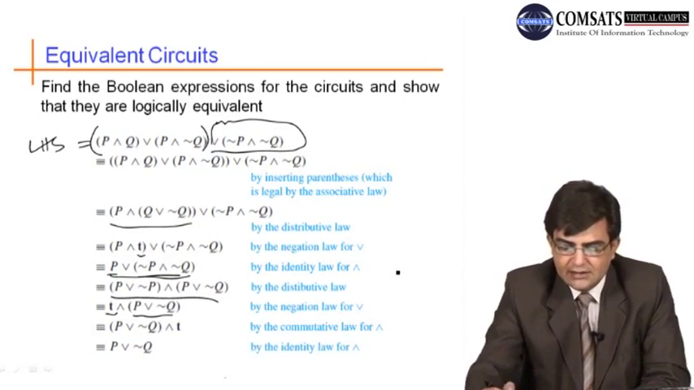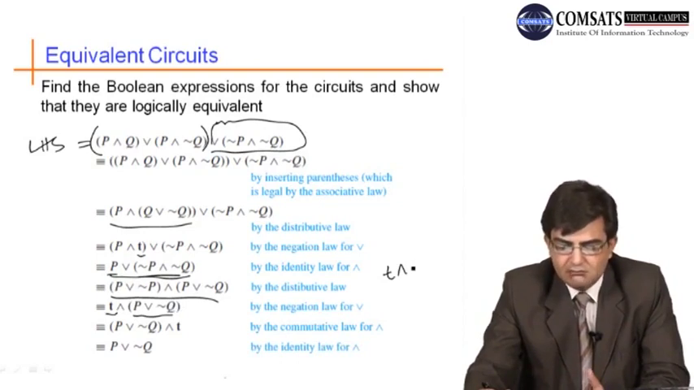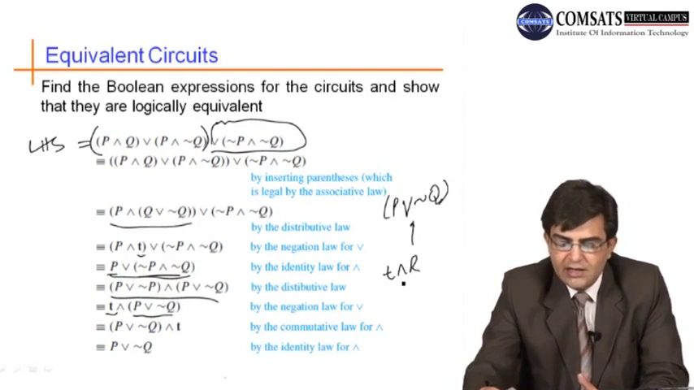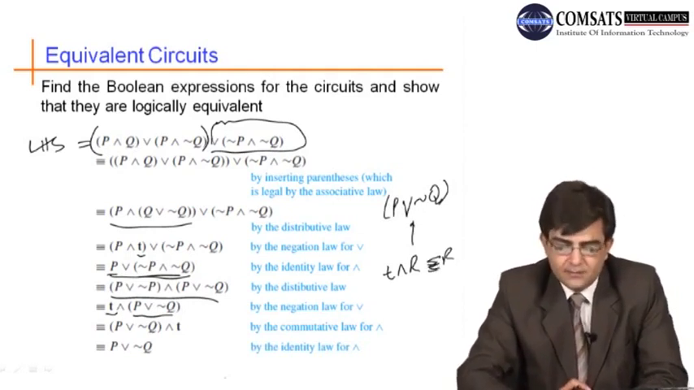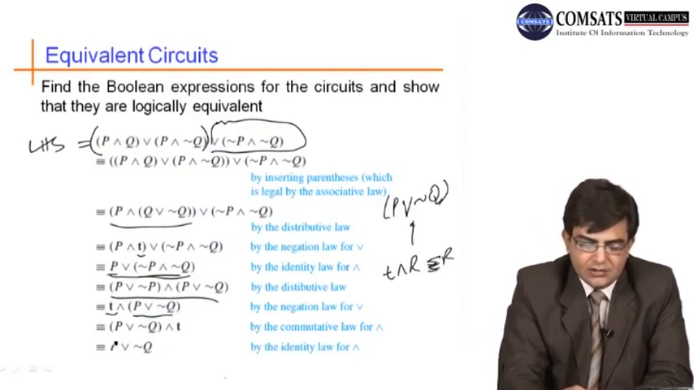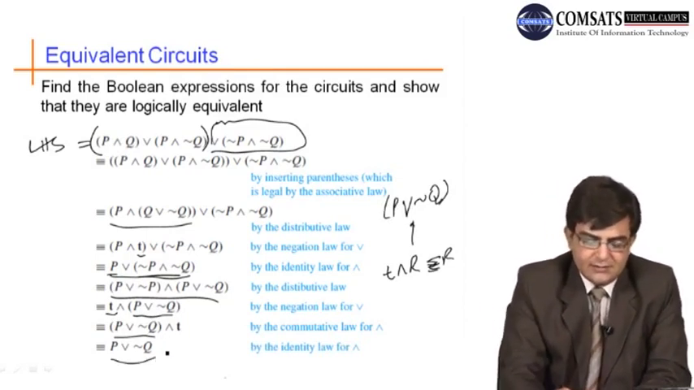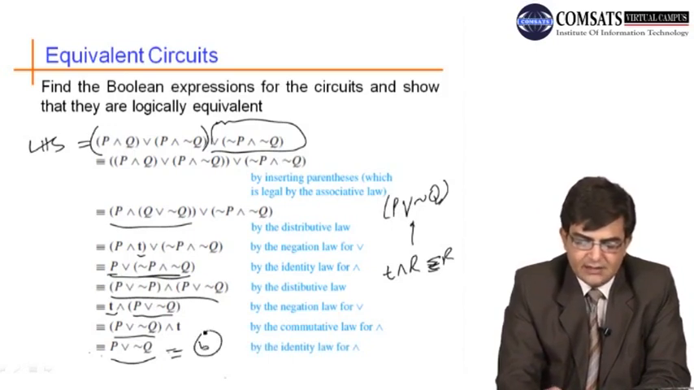proposition. Here you can see that we have a tautology and some proposition, you can say this is R, which is here basically P or NOT Q. So T and R is logically equivalent to basically R, by using the identity law. So we can write T and (P or NOT Q) is equivalent to this, first by using the commutative law, and this is logically equivalent to this. So what is this? This is basically the second circuit, circuit B.